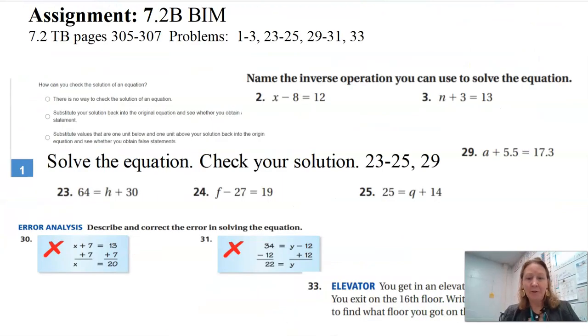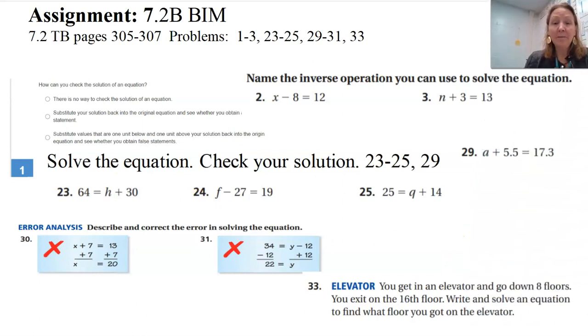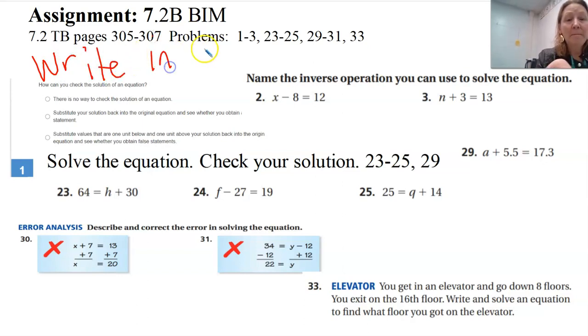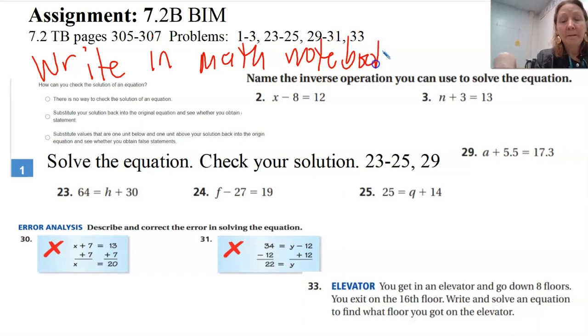Here is a picture of what the homework problems look like. It is in BIM. They are a lot of multiple choice, but I want you to please write out all of these problems in your math notebook. Write in math notebook. The only way you're going to get better at solving equations is to practice them on paper. Okay, that's it. Good luck.